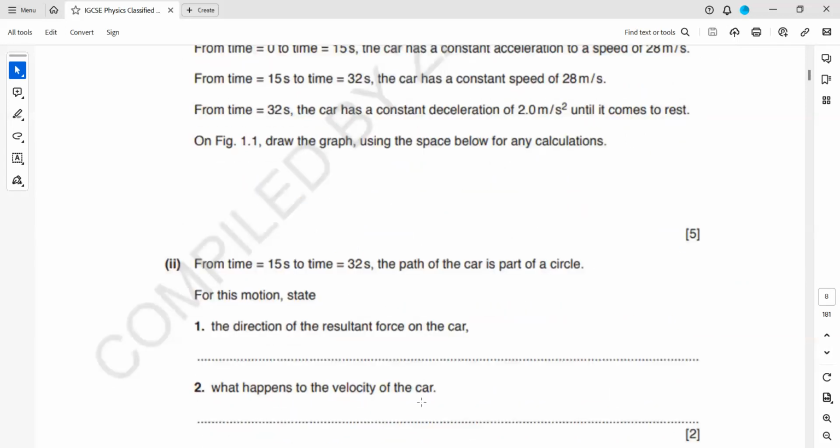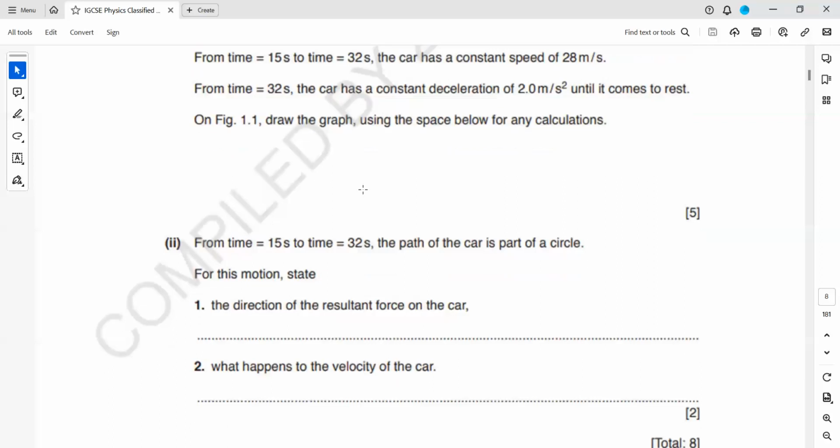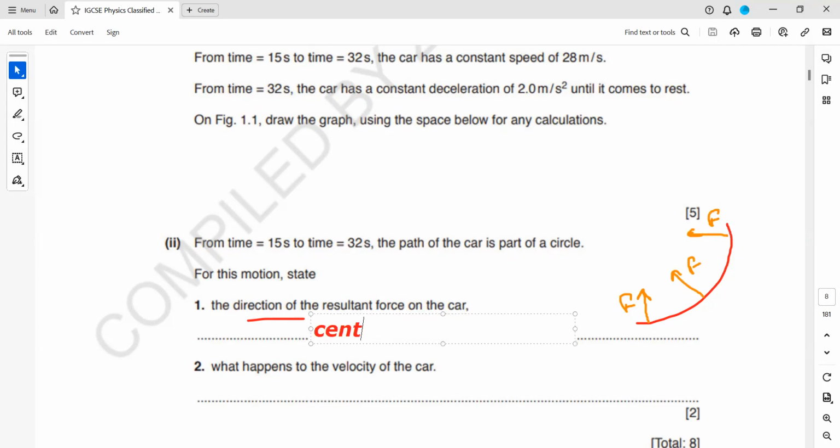Then the next part is: for time 15 to 32, the path of the car is part of a circle, like it's moving in a circular path or a curved path. For this motion, state the direction of the resultant force. Whenever an object moves in a circular path or a curved path, what is the direction of the resultant force? The resultant force is always directed towards the center. So the direction of the resultant force is towards the center of the curved path or circular path.